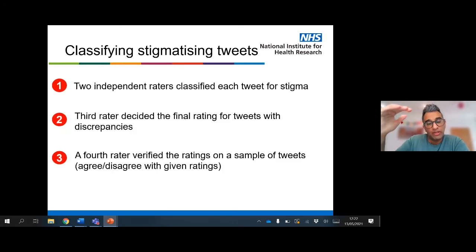And then once I got that, I went to a third independent rater, another expert by experience, and I said, we've got some discrepancies here. Can you make the final judgment? What do you think? And then as another safety net, I went to a 4th expert by experience and said, look, I've got these final ratings. Can you give me your opinion? Do you agree? Do you disagree? Why? All of this helps me build up a picture of what is stigmatizing to service users.